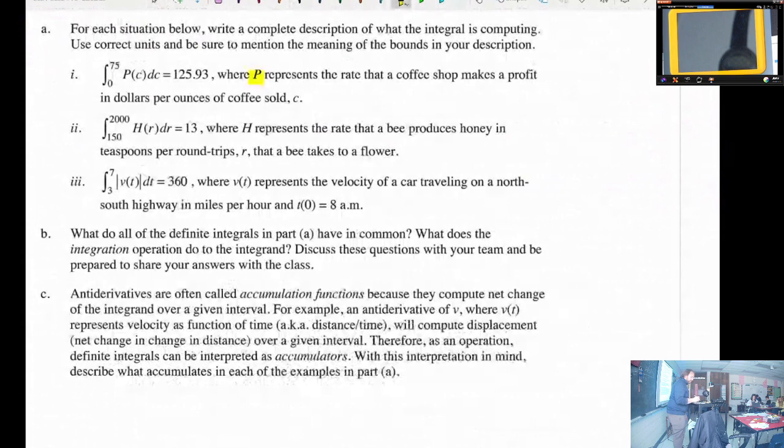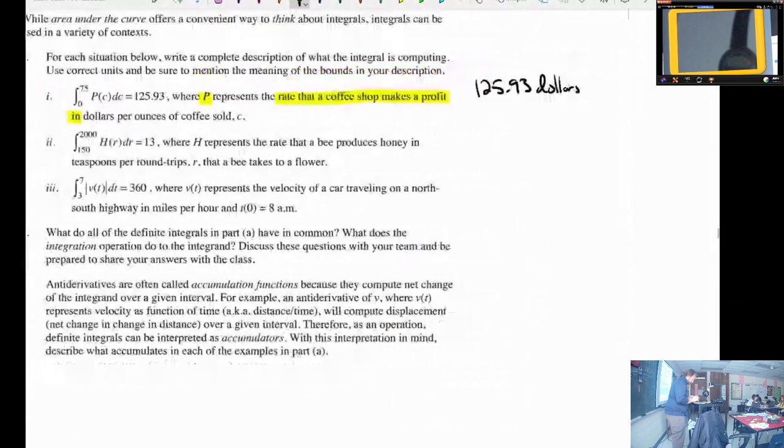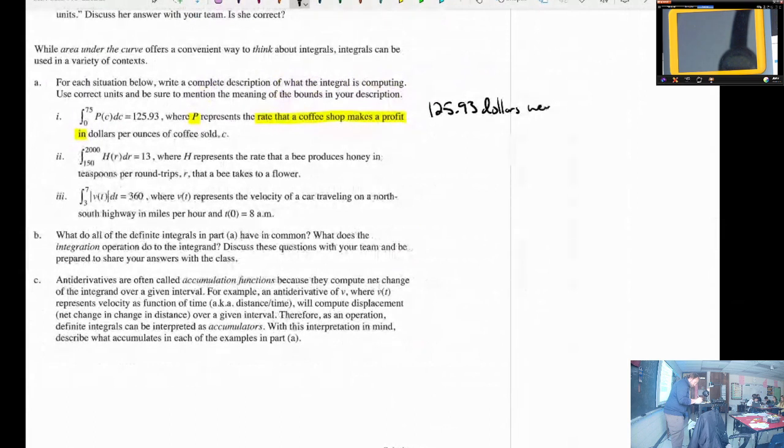P represents the rate that a coffee shop makes a profit in dollars per ounce of coffee sold. So what this is measuring is, we have $125.93 were made. That would be the first part of this. As far as the time, now time is not actually the variable here. It's dollars per ounce. So that would be how much money they made on the first 75 ounces of coffee.